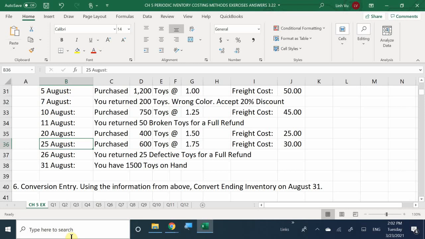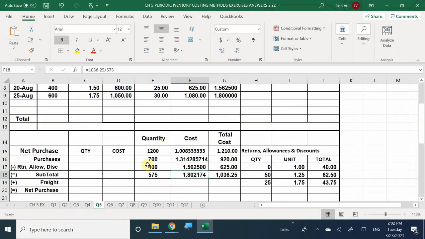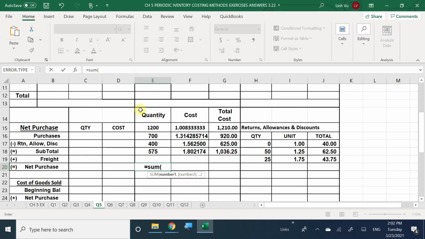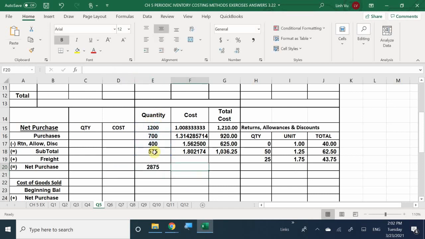You have 1,500 toys on hand. Okay, so you have 1,500 toys on hand. So let me go ahead and do this. Since I'm going to do it like this so that it makes it easier for you guys to see, I'm going to make the total right up here. Okay? I'm going to make the total up here. So then this is my total goods available.